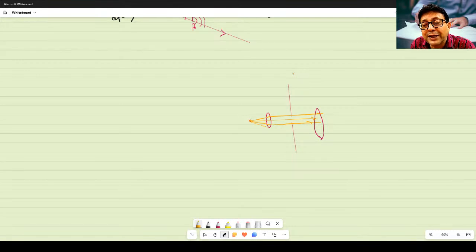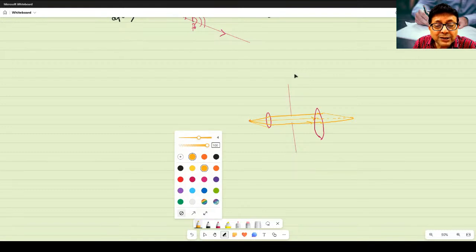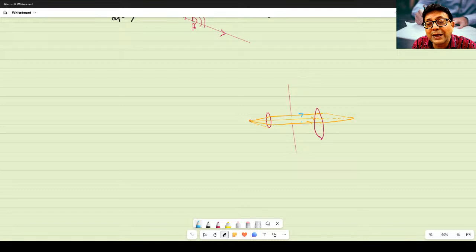We are expected to get maximum intensity at this point. Am I clear? We are expected to get maximum intensity of light at this point. At this point, maximum intensity is expected to be there.